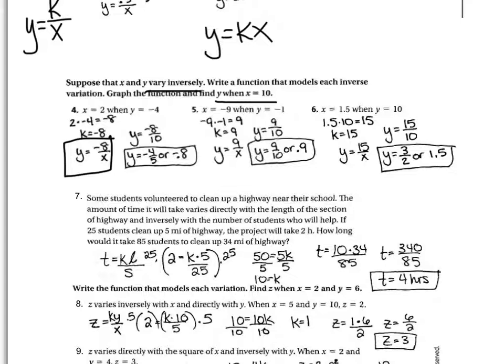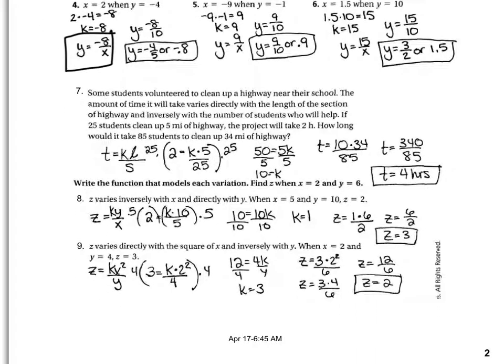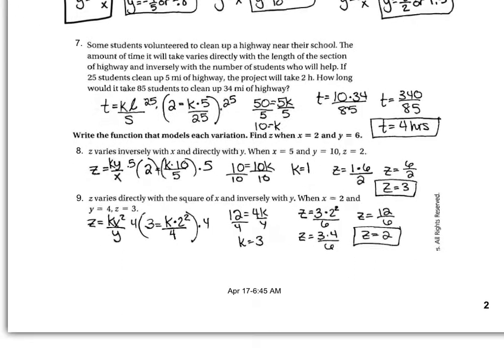7 and 8 is where we see those words, and 9, that we worked on in the last 2 questions on the warm-up. Number 7, it said the amount of time, so that's your t, varies directly. So right away we know equals and k. Directly means we're going to multiply with the length, so that's the L, and inversely means we're going to divide by S. It then said 25 students, so that was your S.